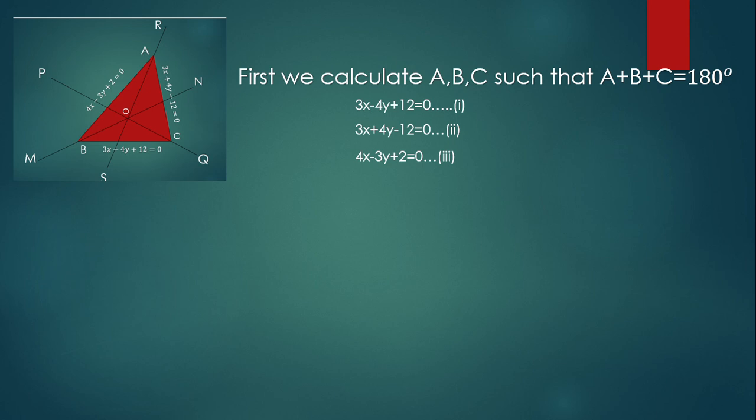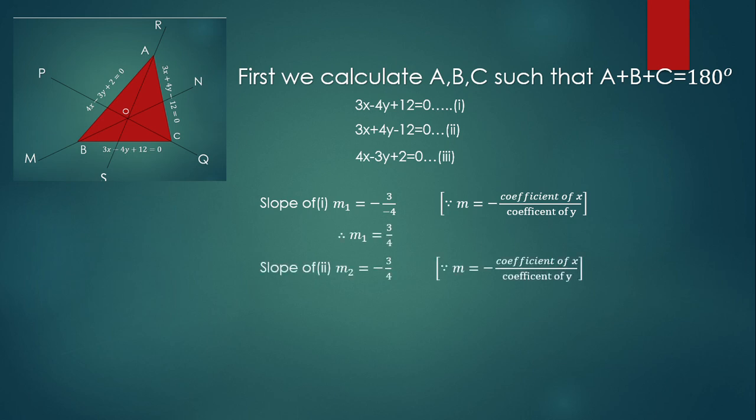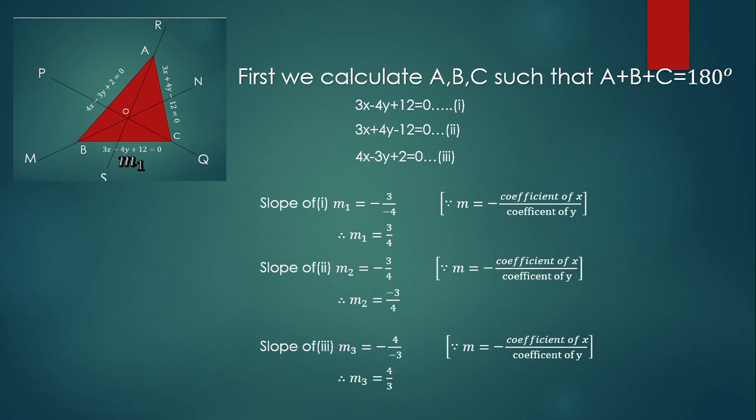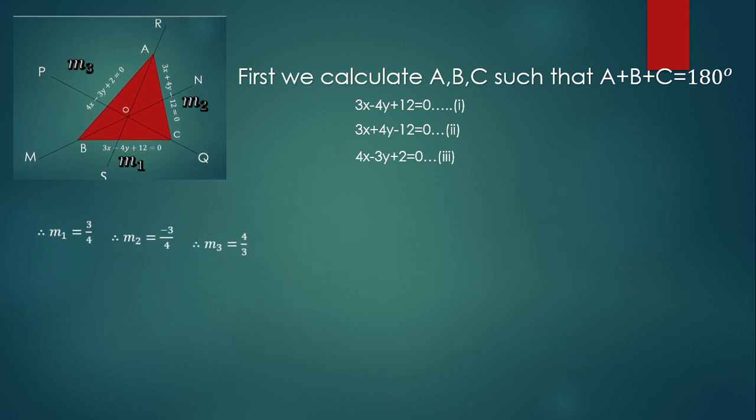For this we evaluate their slopes, using the formula minus coefficient of x upon coefficient of y. Therefore the slope of the first line is m1, which is minus 3 upon minus 4, which is 3 upon 4. Similarly the slope of the second is minus 3 by 4, and the slope of the third line is m3, which is 4 by 3. This is m1, this is m2, and this is m3. Let's collect these slopes.